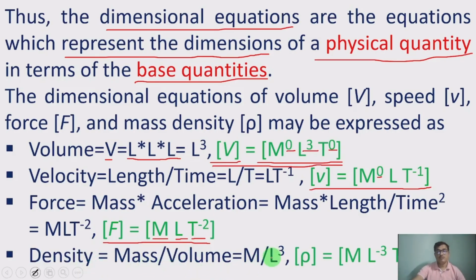Similarly, we will take the density, that is the mass per volume. The mass per unit volume, that is L cube, we already know. Then this density rho is equated with the dimensions of that density, that is M to the power 1, L to the power minus 3, T to the power 0. This is the dimensional equation of density.